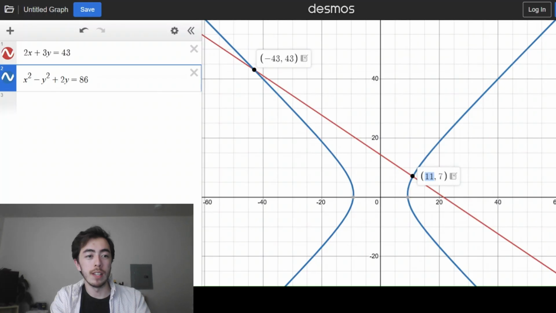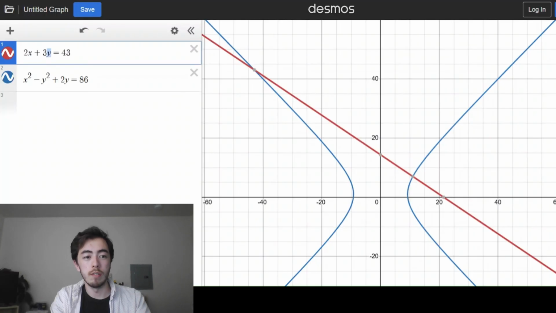We could plug in the 11 right here and quickly solve for that 7 for y. And then indeed, when we add these two numbers together, we get something greater than 0. And then this solution, the negative 43 that we found, I'd probably plug it into that linear equation again to find the value for y. It happens to be positive 43. And when we add those two numbers together, we get 0, which is not greater than 0.